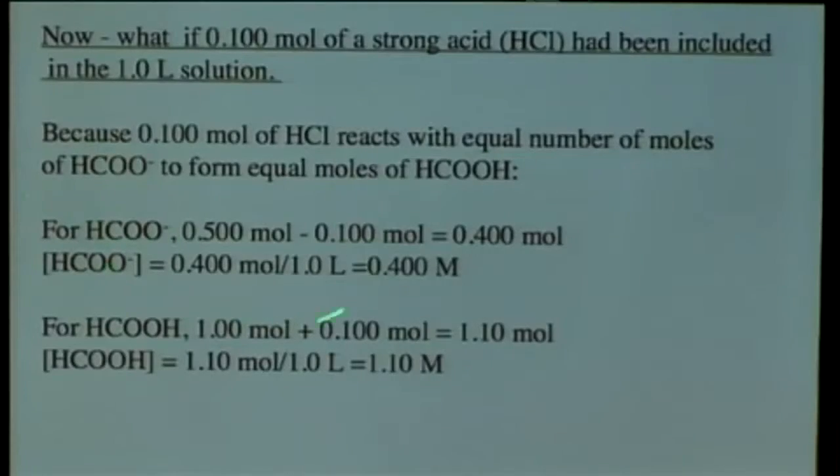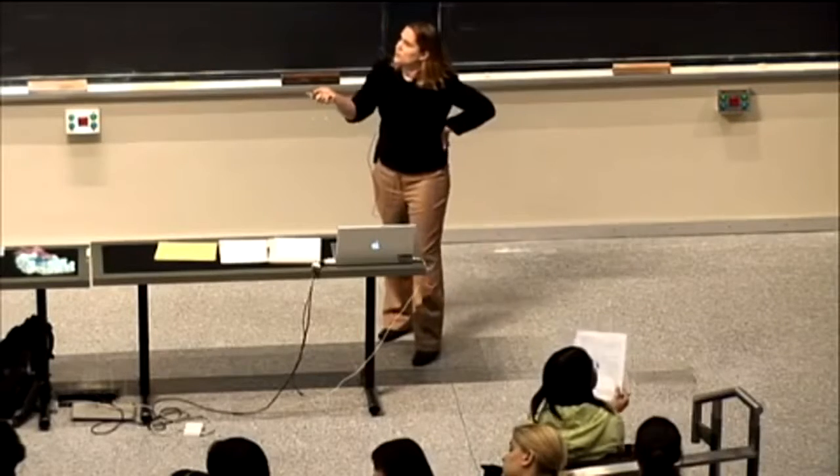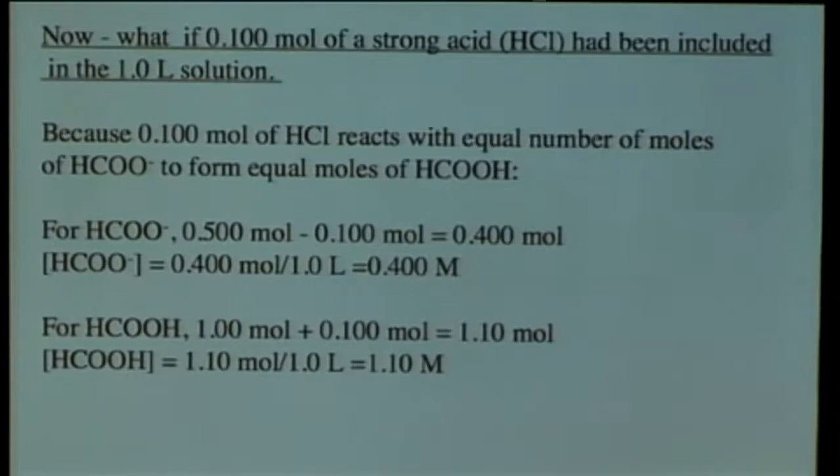So for the conjugate base, we had 0.5 moles before, and it's going to be reacting with a strong acid. So 0.1 of those will react, leaving us with 0.4 moles of the conjugate base, and that's in 1 liter. So now we have 0.4 molar. For the acid, we had 1 mole to begin with, but now we form more as the reaction has taken place. And so we have 0.1 more. So now we have 1.1 moles, again, in 1 liter.